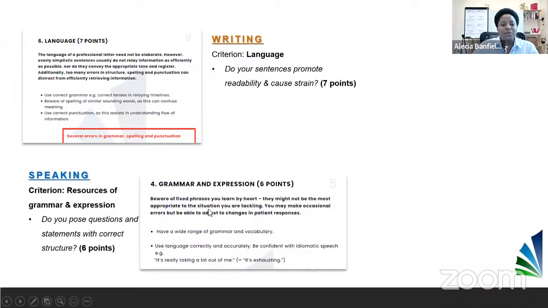And I know another thing people like to do in grammar, you see here, beware of fixed phrases that you learned by heart. They might not be the most appropriate. In addition to that, the examiners can tell when you say, I'm so sorry to hear that, or, you know, I want to ask you, or I'm so sorry. Just be careful of that. But generally, what we're going to cover today falls under these criteria for language as well as for speaking.